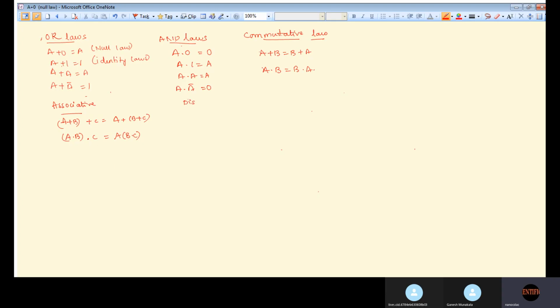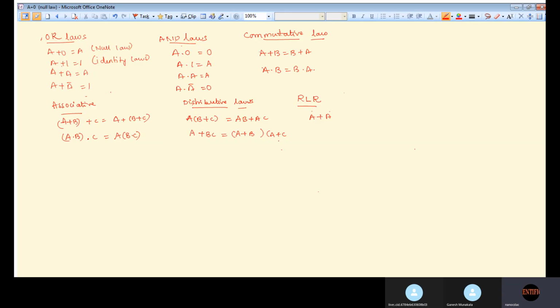Then we have distributive laws. In distributive laws, we have a into (b plus c) is equal to ab plus ac, and similarly a plus bc is equal to (a plus b) into (a plus c). Mainly I am just revising, because we will be solving some problems. We will be doing some proofs using these laws. After that we have RLR, redundant literal rule.